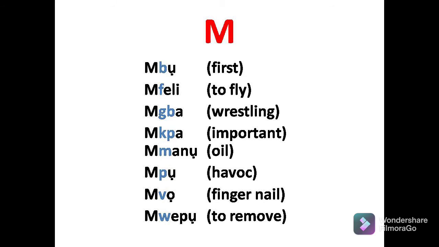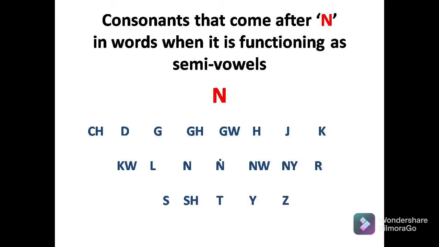Mba, wrestling. We have mpa, something being important. We have mano. Mano means oil. We have mpo. Mpo means havoc. We also have mvo. Mvo means fingernail. We have mwepo. Mwepo means to remove. Now let's look at the letter N, the ne.